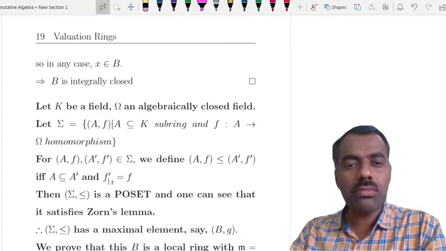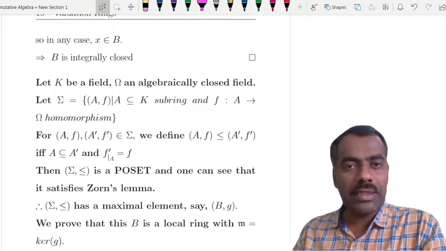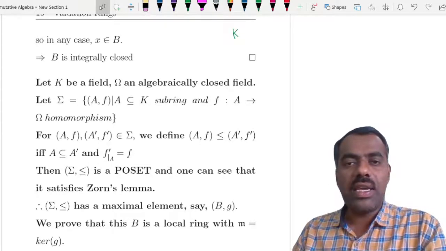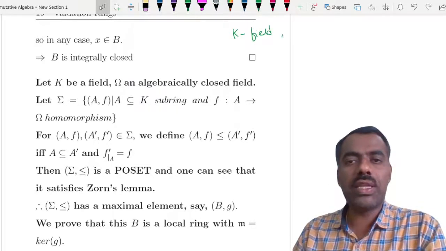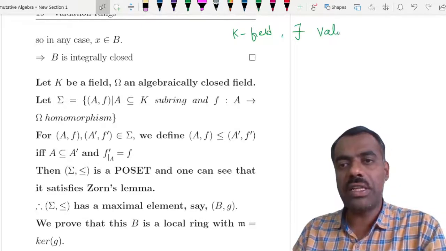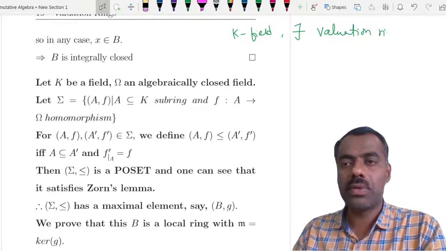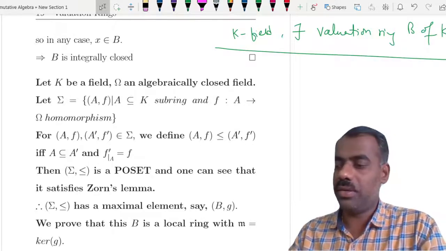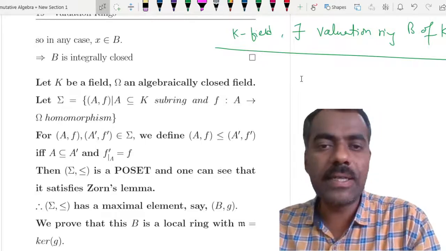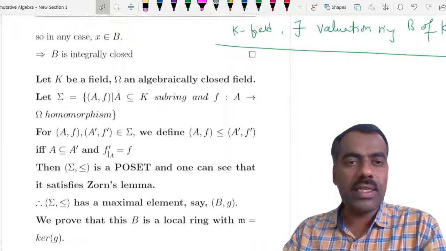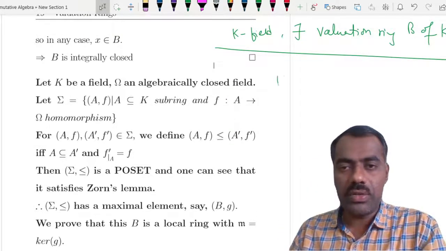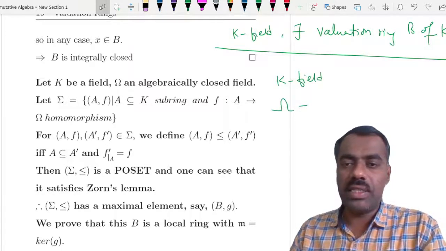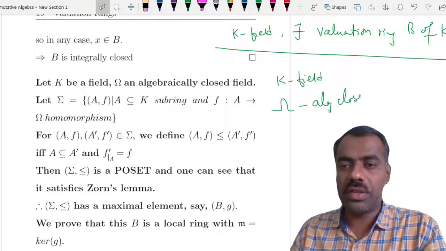Now in the remaining lecture, we will try to construct, if K is any field, a valuation ring, which you can call B of K. This is the aim of the remaining lecture. For that, take K to be any field, and omega an algebraically closed field.